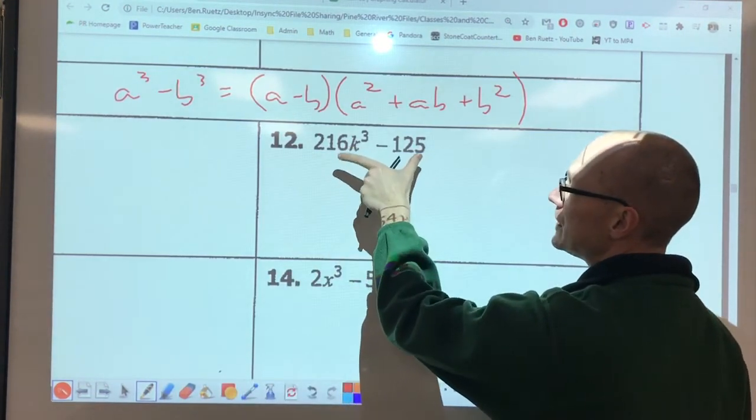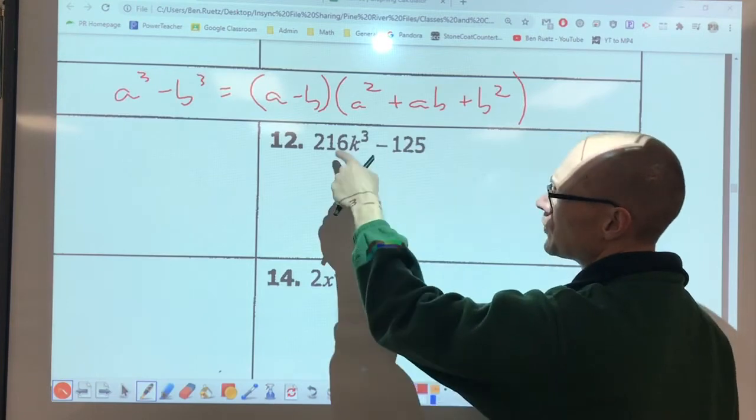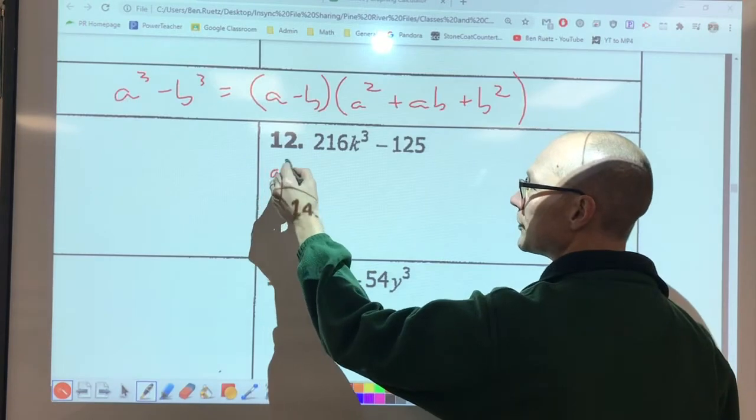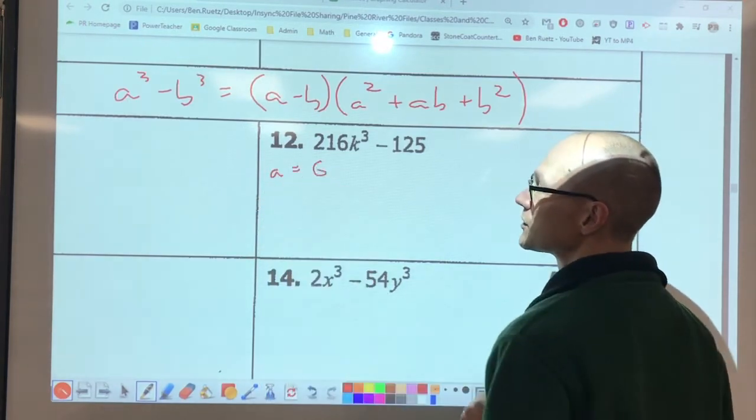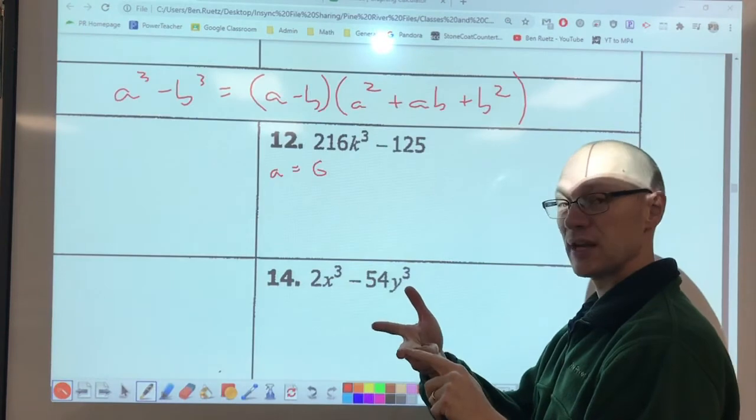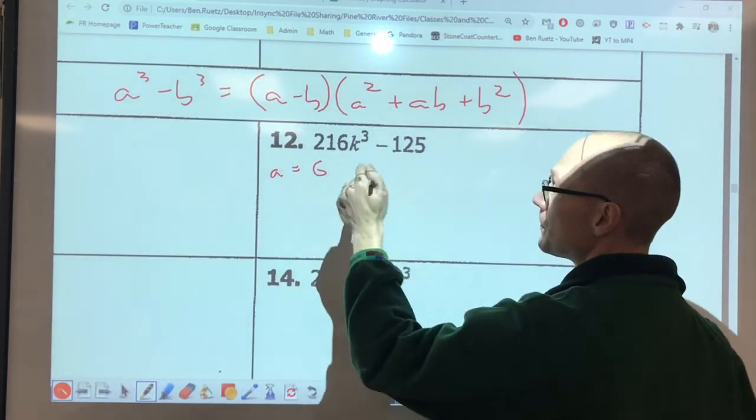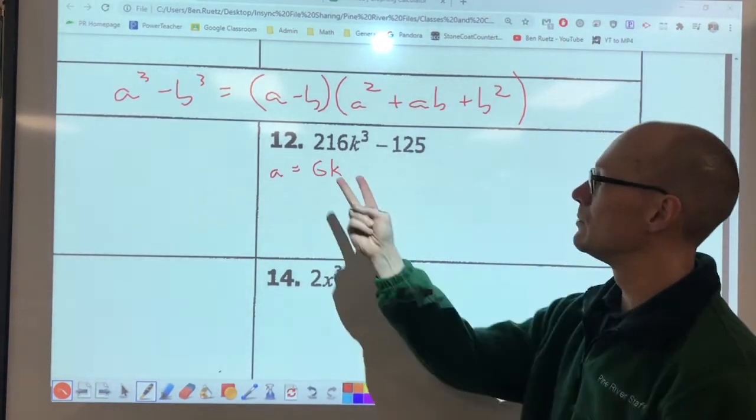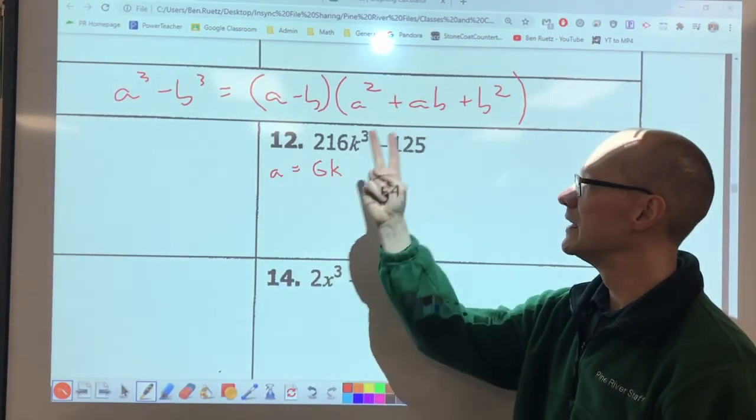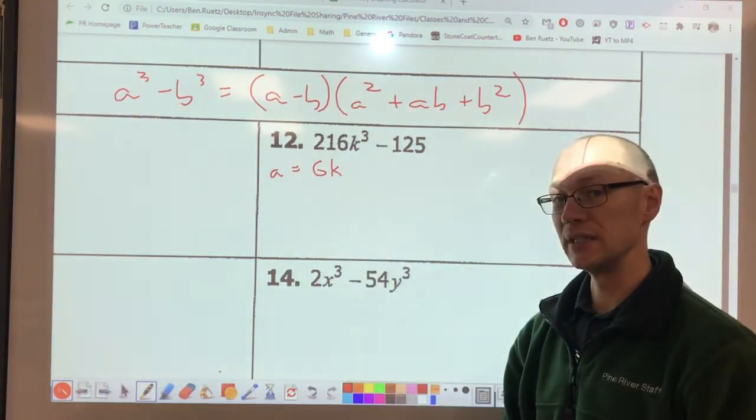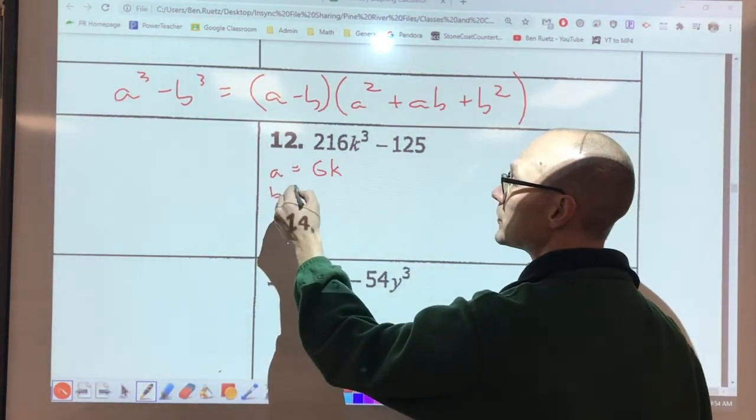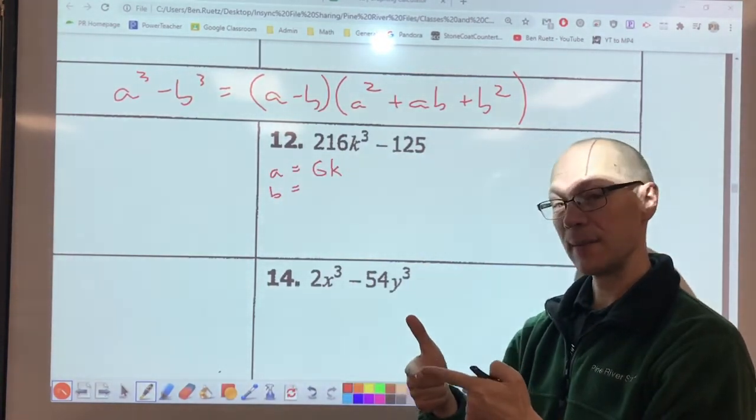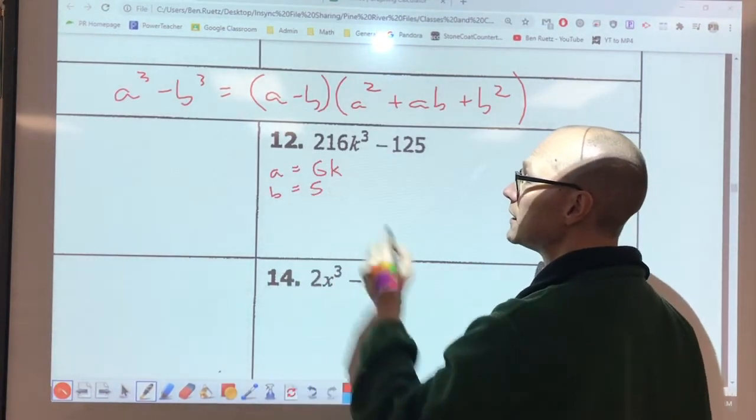But nothing factors out of here, so then I'm left with wondering, what cubed is 216? Well, it turns out that that's 6. 6 times 6 is 36, times 6 is 216. 6k is what a is. If you multiply 6k times 6k times 6k, you'll have 216k cubed. What am I multiplying by itself 3 times to get 125? 5 times 5 times 5. So b is 5.